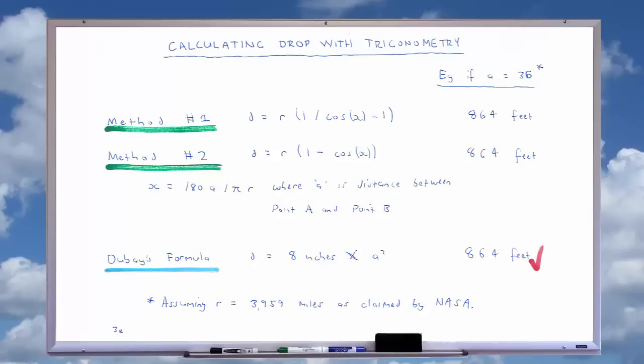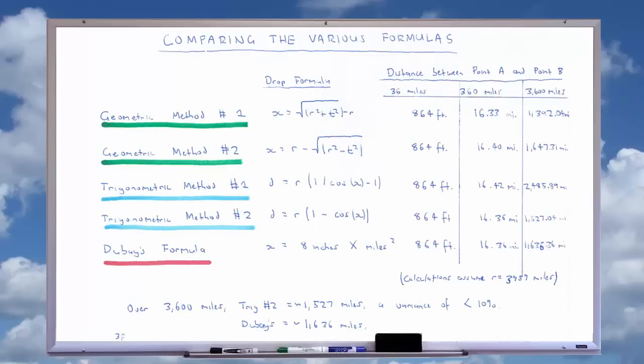Now we can compare the drops given by these simple trigonometric formulas with Dubé's formula. If x is 36, then 8 times 36 squared equals 10,368 inches or 864 feet. Clearly then, Dubé's formula gives results which align with simple trigonometry. We know from part 2 of this series that Dubé's formula also accords with simple geometry. In fact, all 4 formulas considered thus far, 2 geometric, 2 trigonometric, have yielded a result when used on the exemplary distance of 36 miles between point A and point B of 864 feet, the same as Dubé's formula.